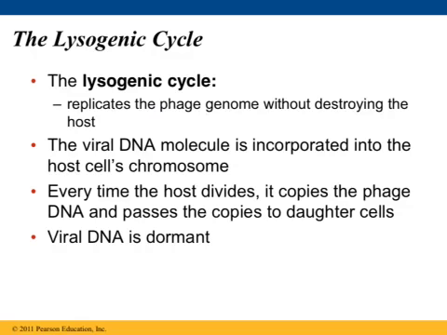Every time the host cell divides, it's going to copy that viral DNA and pass those copies on to any daughter cells that cell division would produce. But in this case, the DNA is dormant. We're not actually making viruses, but every single cell that is reproduced based on the original through mitosis will have that viral DNA incorporated into it. So when we switch from the lysogenic cycle into the lytic cycle, all of those cells will be capable of making viruses.